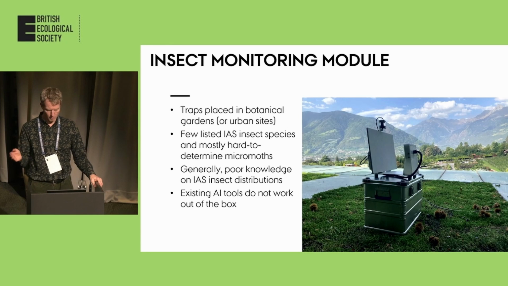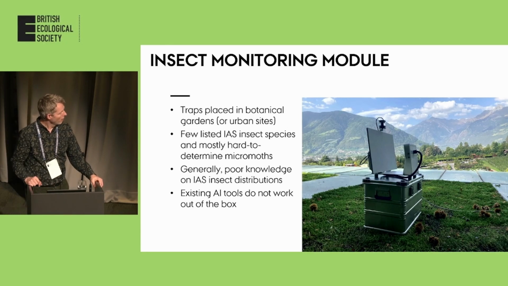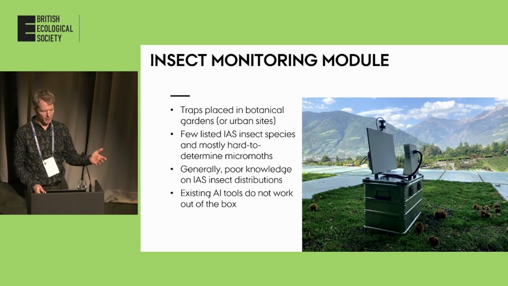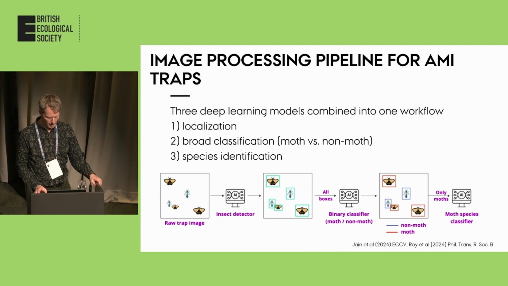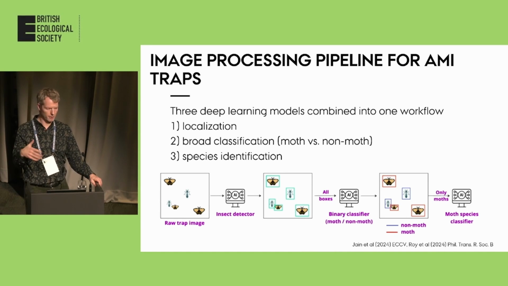Okay, so to the other module, the insect module, we're building on existing technology, this AMI trap that we've then distributed out to these 11 partners. We know much less about insects and which ones are actually considered or should be considered invasive, and they're often mixed up with pest species. And we don't really have AI tools that work out of the box. The ones that you know from iNaturalist and others are not really quite adapted to the purpose of analyzing images from insect camera traps. So as part of a bigger international effort, we are trying to build processing pipelines.